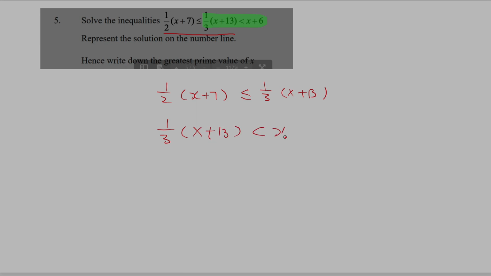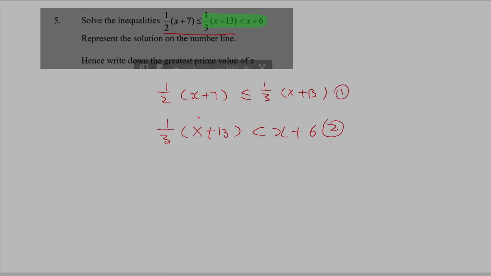So basically you need to solve two inequalities. It's like simultaneous inequality, similar to simultaneous equations. So let's solve this separately. This is 1, this is 2.